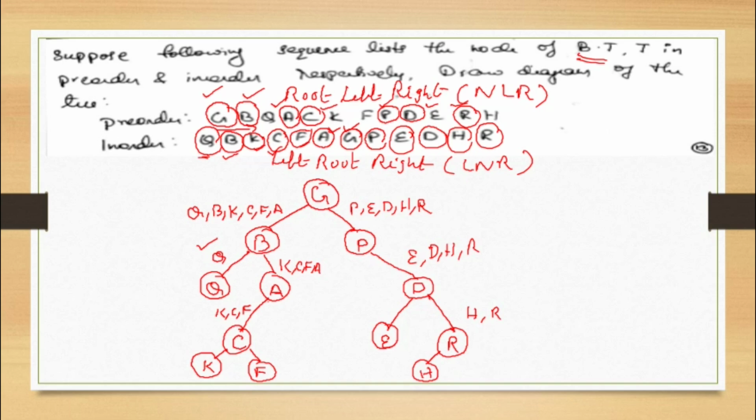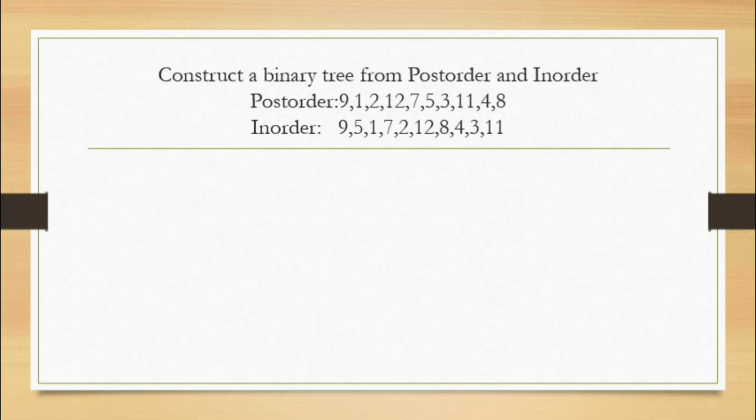Okay, so next we'll go to one more concept, that is constructing a binary tree, a binary tree from post order and in order. Now students, the thing is different. There we had pre-order and in order, so we had to traverse from left to right. Traverse means move. Now here we have to traverse from right to left. Remember, right to left.